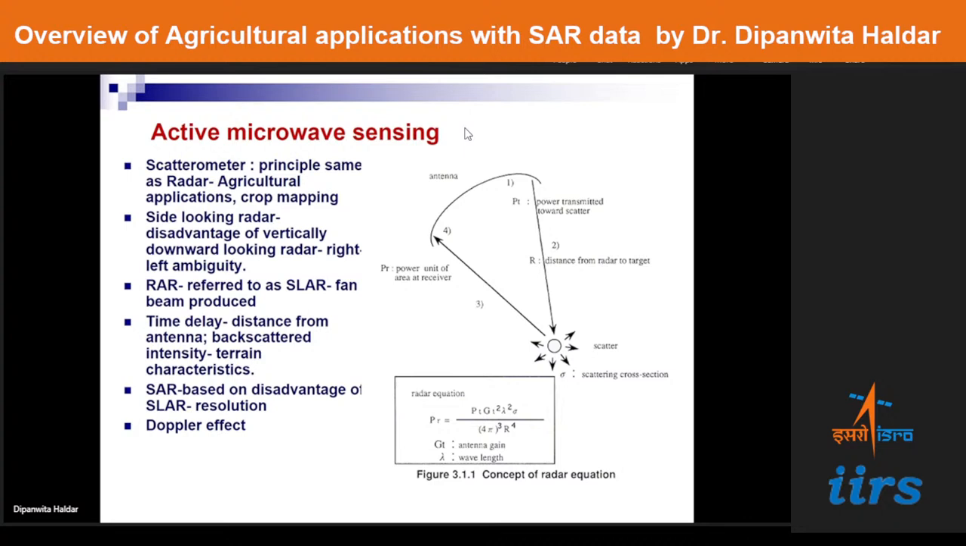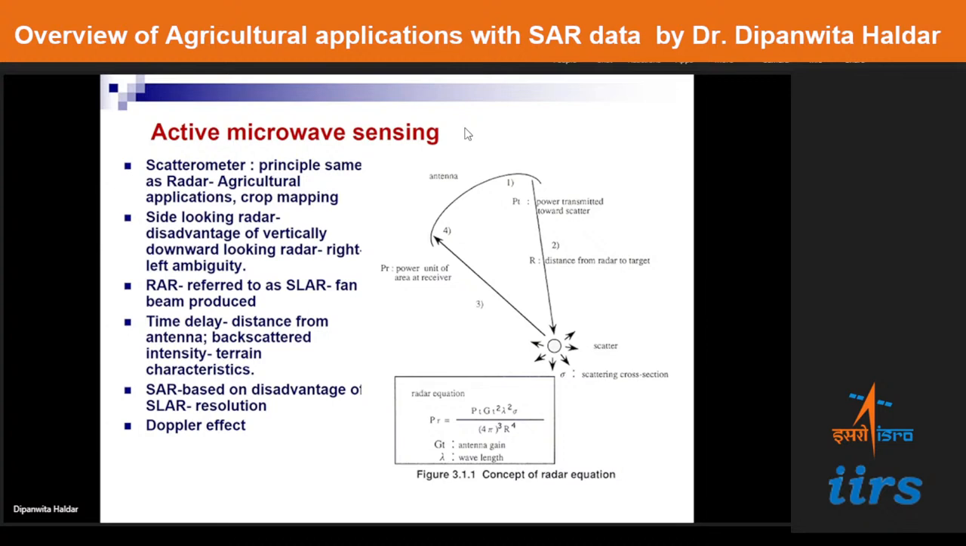Then there are side-looking radars. The disadvantage of vertically downward-looking radar is that its ambiguities have to be overcome, so radars are mostly side-looking. In the case of optical data, they are nadir-looking, so we don't have this ambiguity problem. But in SAR data, the transmitted pulse interacts with the target and is recorded, so the left-right ambiguity is a major issue. To avoid that, we go for a side-looking system.